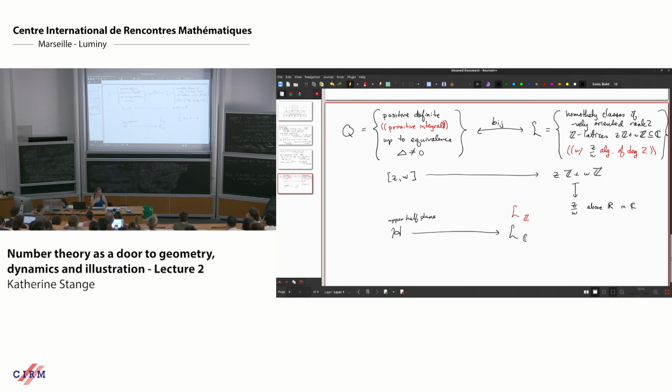Okay, so we have this map, then we can think about going from the upper half plane to the lattices. And this is surjective because if you have any lattice, you can scale by homothety to make one of the entries 1, right? And so you can have something that has a 1 in the second coordinate right here. So this is surjective. And then what you want to know is what the kernel is.